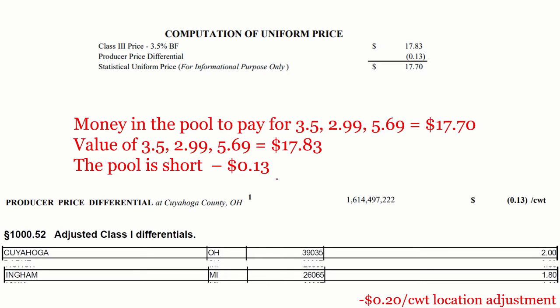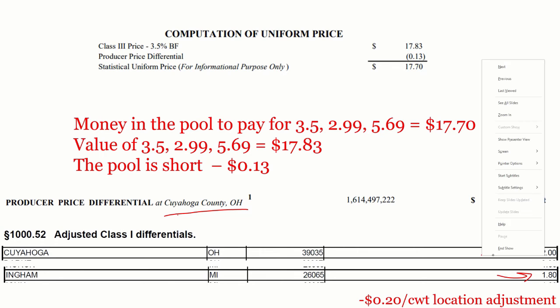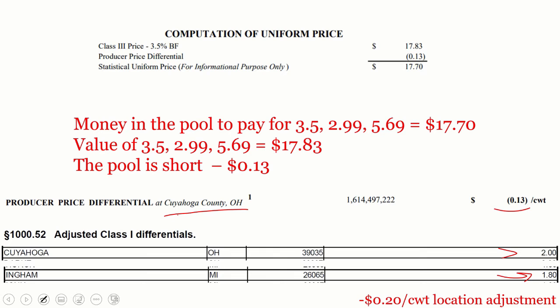Now the important part of this is the PPD at, in particular, Order 33, Cuyahoga County in Ohio. Now why there, I can't answer that question right now. And so the issue is everything is adjusted from that. So if we are in Lansing, Michigan, for example, that is what's called a $1.80 zone, and Cuyahoga, Ohio is a $2 zone. So what that means is now we have a 20-cent location adjustment.